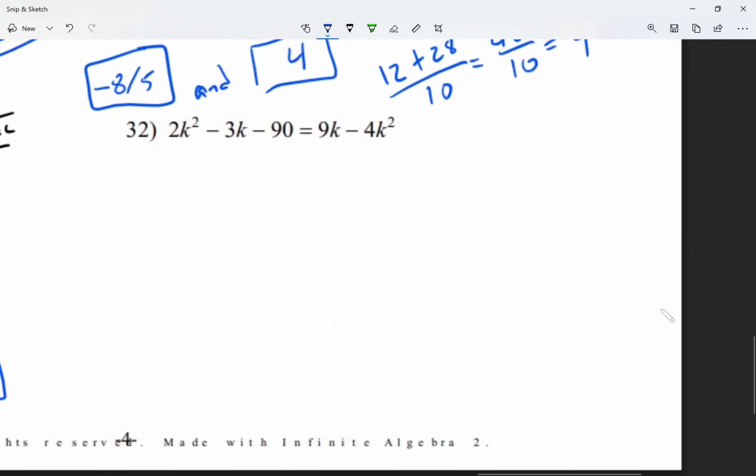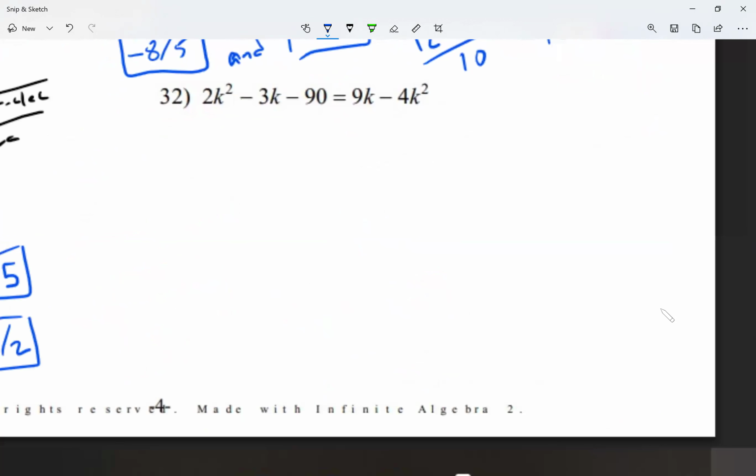Lastly, let's take a look at number 32. Okay, so what I have to do is move everything from the right side to the left side. Let me split them through the equal sign, so we know what's the left side and what's the right side. Look at my 9k. I'm going to move it over as a minus 9k. Don't forget to switch the sign. My -4k squared, I'm going to move it over as a +4k squared. Don't forget to switch the sign.